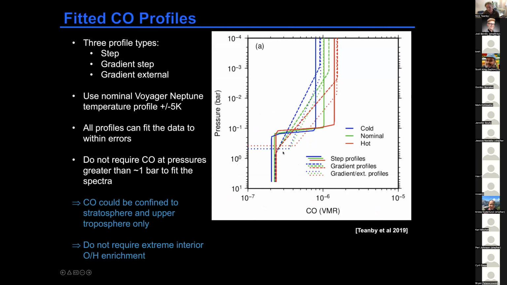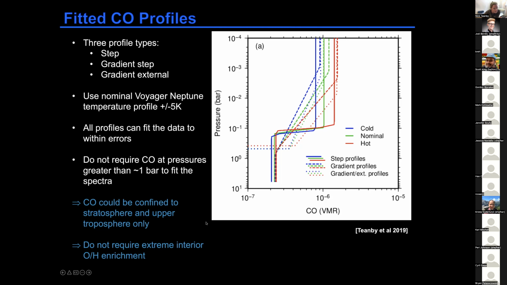I tried these step profiles, and they fit the data very well. This is what people have used in the past for these other observations, and this is partially why we assume that CO is going throughout the troposphere. But the interesting thing is that you can also fit these observations with these gradient profiles that don't have any CO below about 1 bar. So they also fit the data very well. All of these profiles plotted here fit those observations almost indistinguishably well. So there's some definite degeneracy in what the data is telling us.